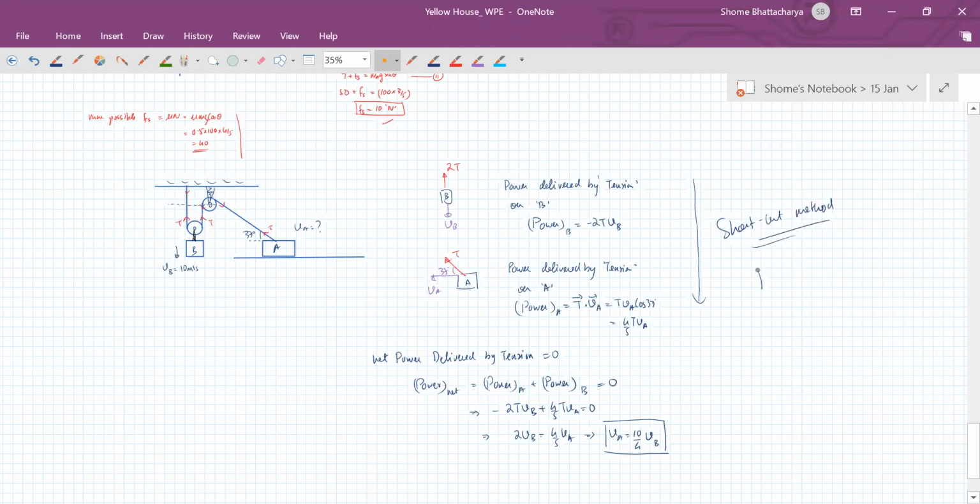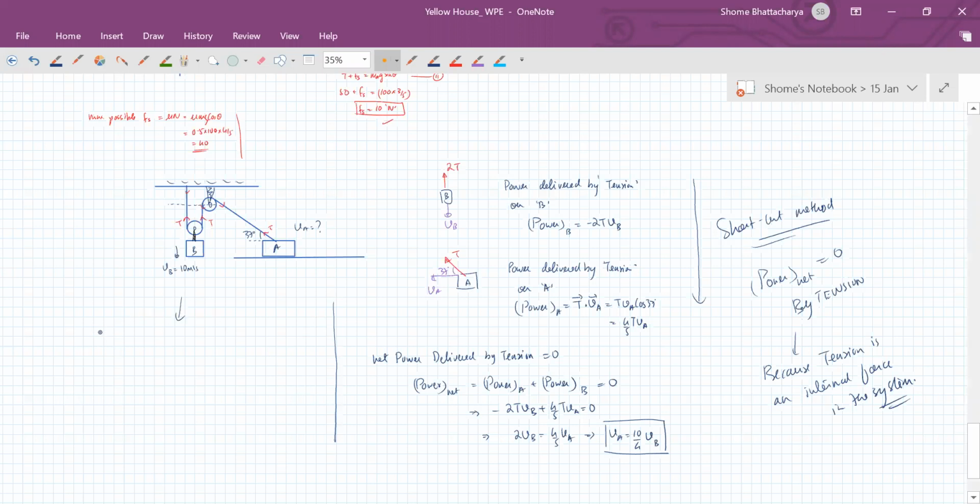Okay, using the fact that net power by tension is equal to 0, because tension is an internal force in the system. Okay. You'll also understand this power better when we discuss power in the current chapter we are doing, which is work by energy. But the fundamental way of doing it is by calculus, which we'll look at next also.